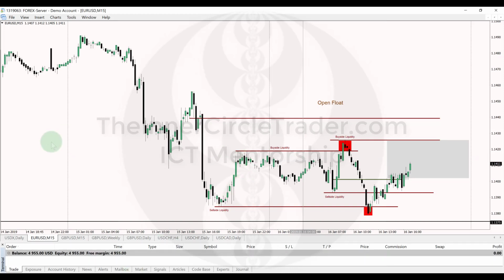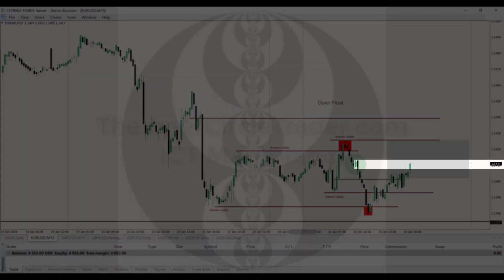Okay, so we have our stop out. We went into the order block here. I said that if it went up to here, it would probably be not so good. And the stop loss did its job.